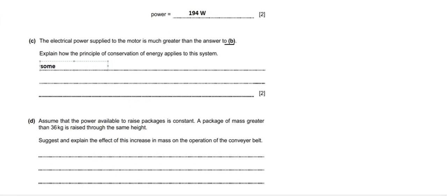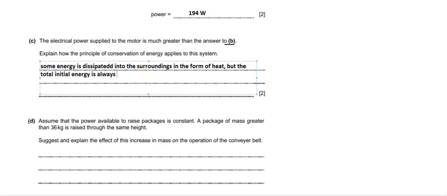So we can write down here some energy that we are going to provide at the beginning is dissipated into the surrounding, okay, or you can write down in the form of heat, namely in the form of the heat, and some energy is dissipated, but it does not mean the total energy conservation is not there, but we can write down the total initial energy is always equal to final energy.